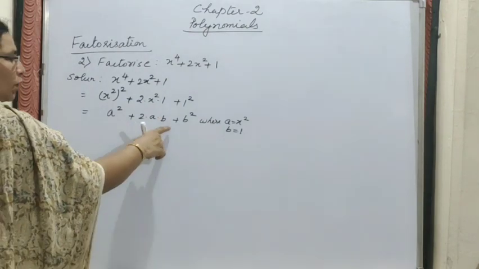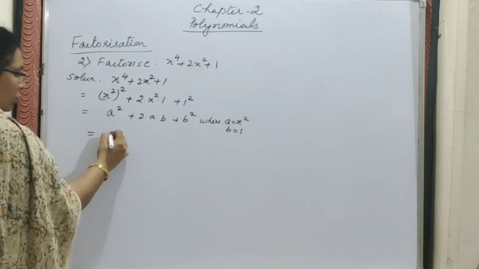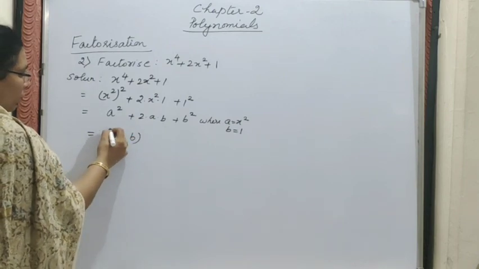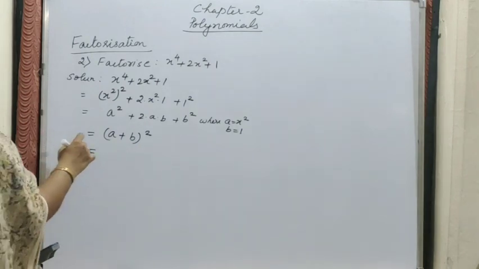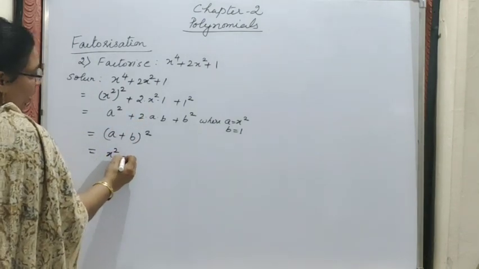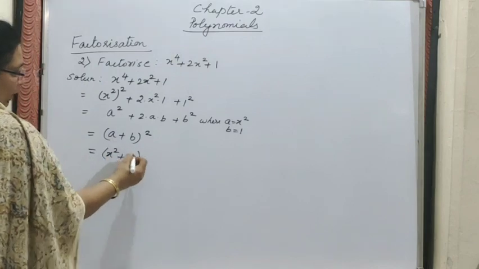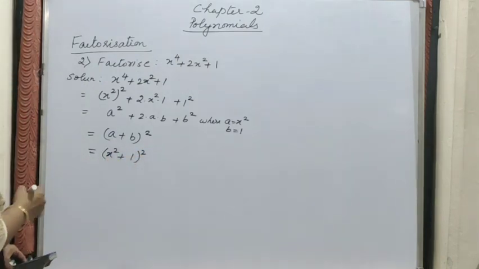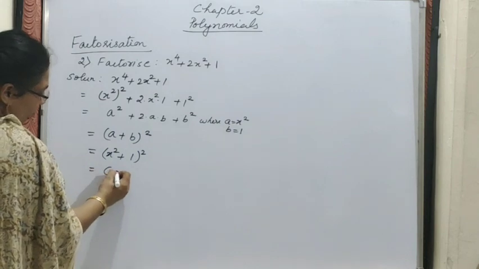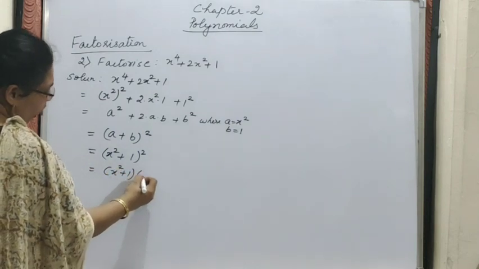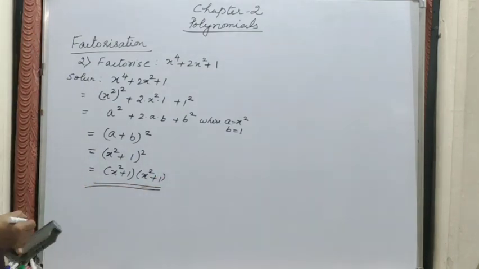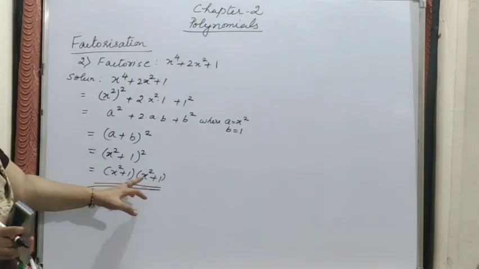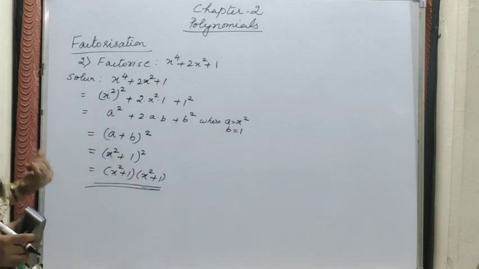What is it equivalent to, which identity? It is equal to a plus b whole square. Now the answer is not complete. What should we do? a should be replaced with x square and b is replaced with 1. So x square plus 1 whole square. Again, what is the form? x square plus 1 into x square plus 1. This is the answer, right? So we got the product of factors for this one. So what is the answer for this? x square plus 1 into x square plus 1.